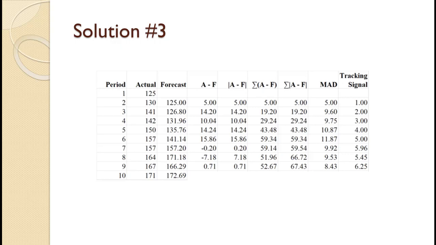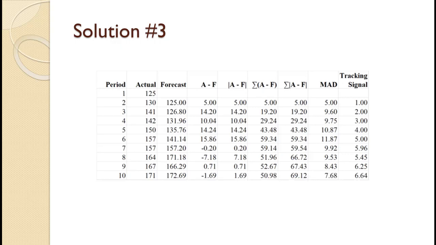The cumulative A minus F is 51.96 plus 0.71 equals 52.67. The cumulative absolute value A minus F is 66.72 plus 0.71 equals 67.43. The MAD is the cumulative absolute value A minus F value of 67.43 divided by 8 equals 8.43. Finally, the tracking signal is the cumulative A minus F value of 52.67 divided by the MAD of 8.43 equals 6.25. The forecast is below the actual value this period, and so the tracking signal increases again.